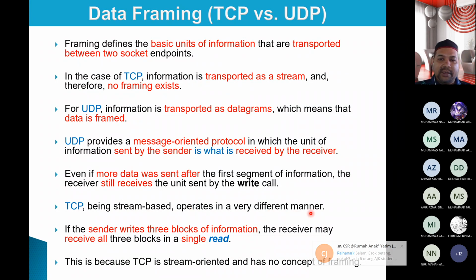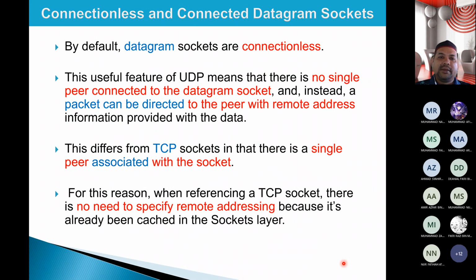in a very different manner. If the sender writes three blocks of information, the receiver may receive all three blocks in a single read. This is because TCP is stream oriented and has no concept of framing. Betul juga kan? Dia macam mana nak buat frame? Kalau nak buat TCP boleh ke? Right? Pakai UDP. Alright, kemudian kita ada connectionless datagram. Tapi boleh tak kita nak buat dia macam TCP?